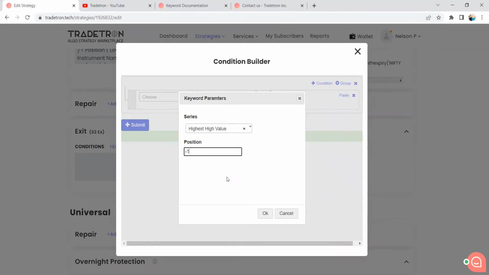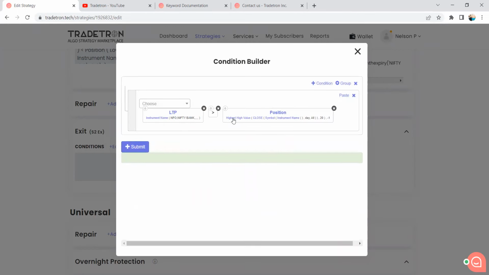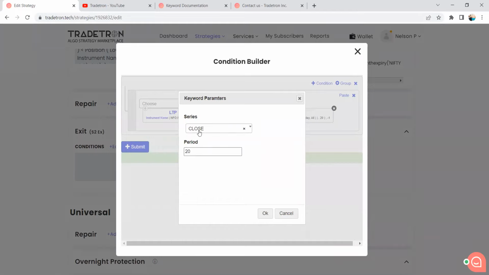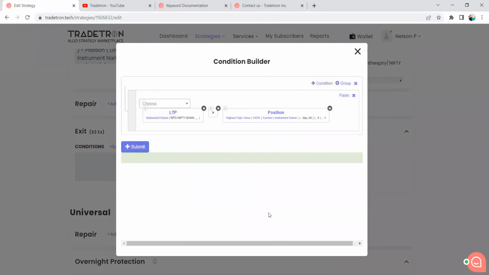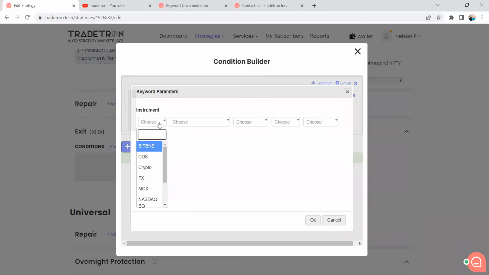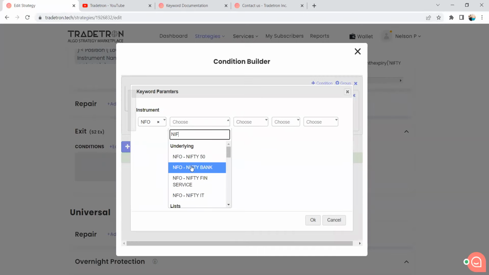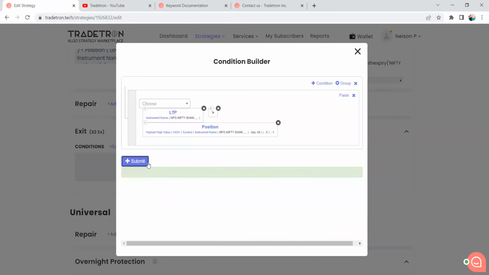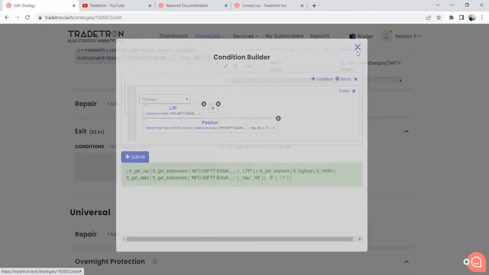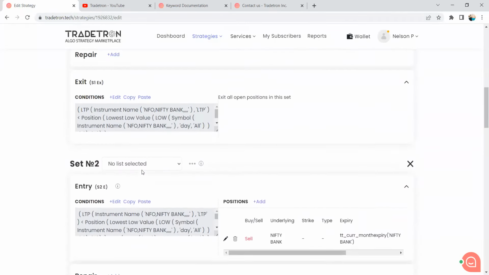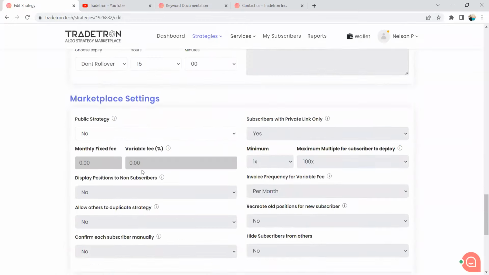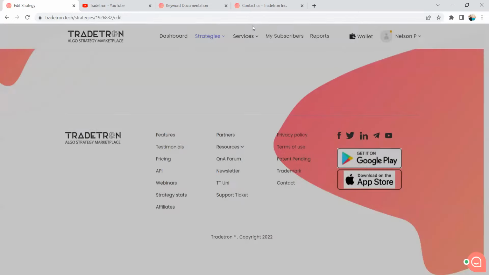So -1 last 5 days, but highest high value in this case, we will select the high of the highest high value of the past 5 days. We select over here, and then under instrument name, we will select NFO Nifty Bank, right? So this is basically the exit of the short position, which is similar to the entry of the long position. I will just save the strategy and we will review this once again. Okay.